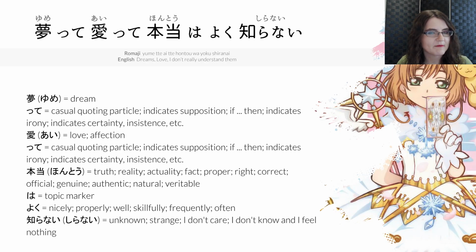This is the negative form of shiru, which means to know, to understand. It's a godan-ru ending verb, so you'd make that u-based ending into its a-based ending, and then you add on nai. So shiru becomes shiranai, which is what we have here, so you don't know. So it's like, I don't really know. This whole thing is like, I really don't know what love is or what dreams are. So it's kind of like dreams, love, I don't really understand them.